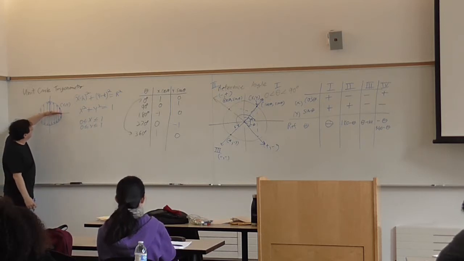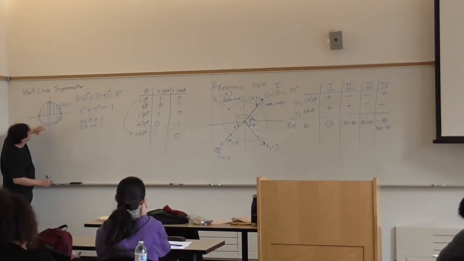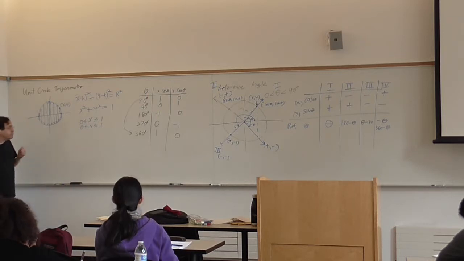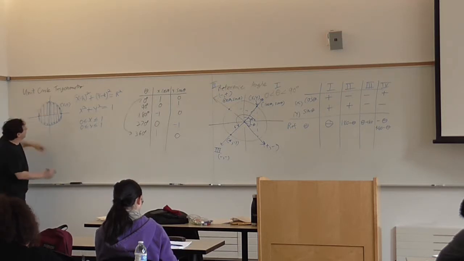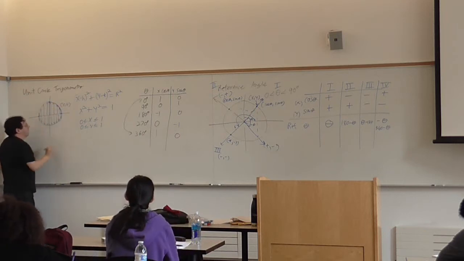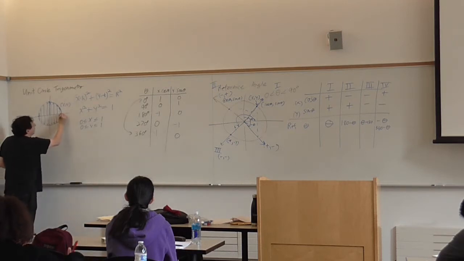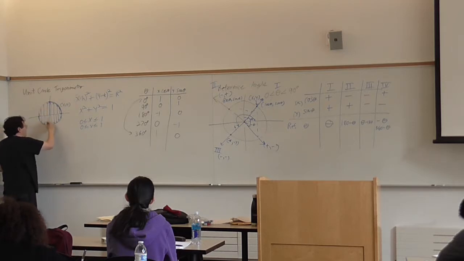The x-coordinate starts out here at 1. As we move up, it gets smaller and smaller. Then it goes negative. And then it gets smaller and smaller again, back to 0, and then goes out again. So along its route, each time it goes through one of these semicircles, it goes from this axis to this axis, and then back, and then here.